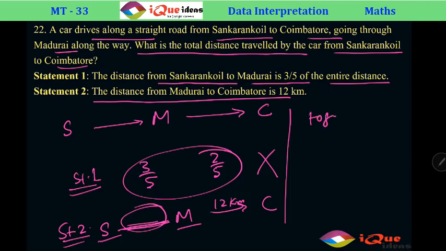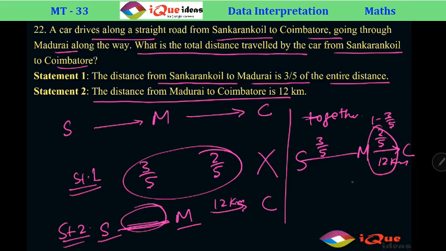Now let's take them together. If you take them together, then what happens? Then we get S to M to C. The distance from Madurai to Coimbatore is 12 kilometers, and the distance from Sankaran Koil to Madurai is 3 by 5 fraction. So the remaining part will be 2 by 5 fraction. 1 minus 3 by 5 is 2 by 5. Right, so 2 by 5 fraction is equal to 12 kilometers.